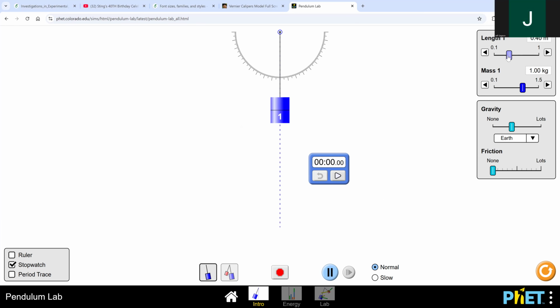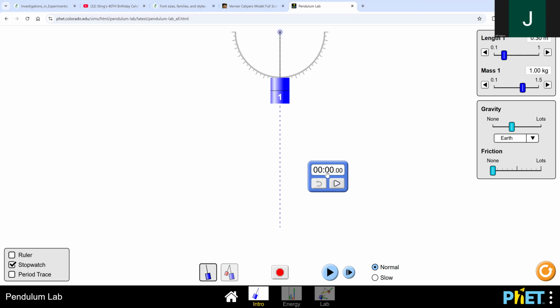I'll just pick one of these, say like 30, something like that. The mass doesn't matter. You can leave that here and you can leave all these settings. This is the only one that's going to change because you have to find the time for 10 oscillations for those 5 lengths: 10 centimeters, which is the same thing as 0.1 meters, 20 centimeters, 30, 40, 50. Okay, so to collect the data, I'm going to hit pause here.